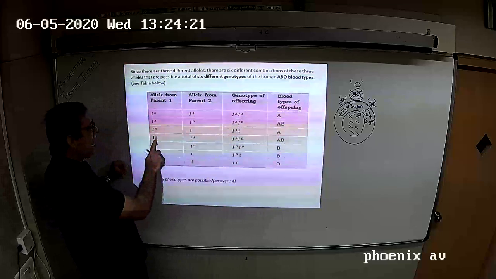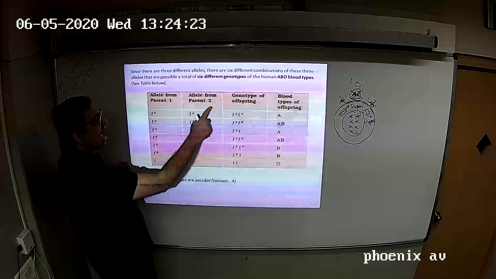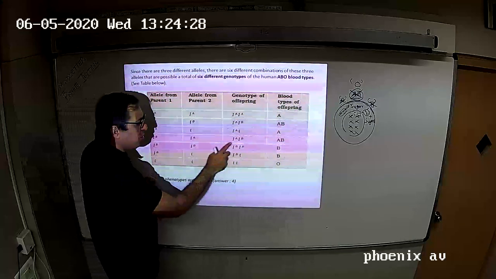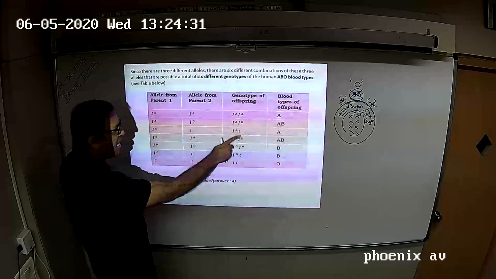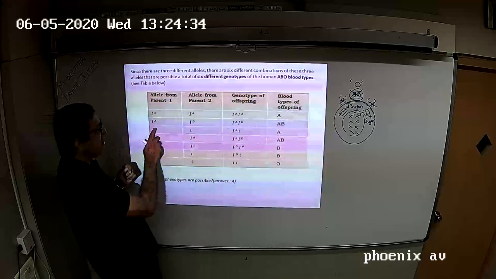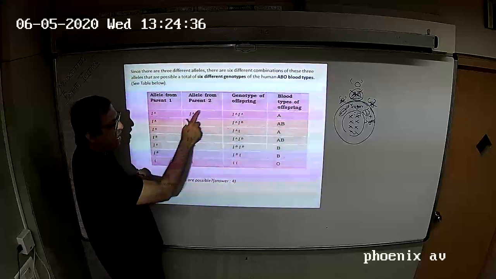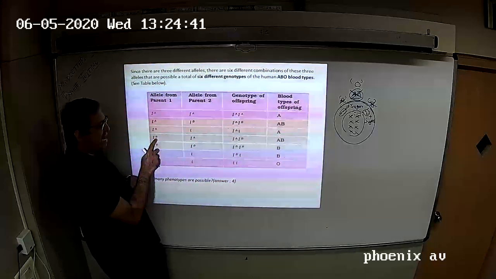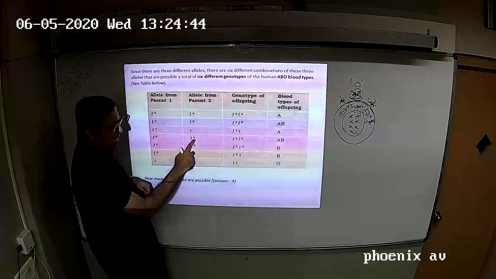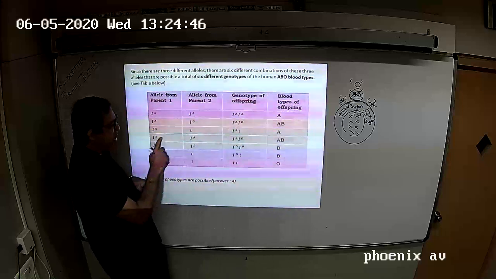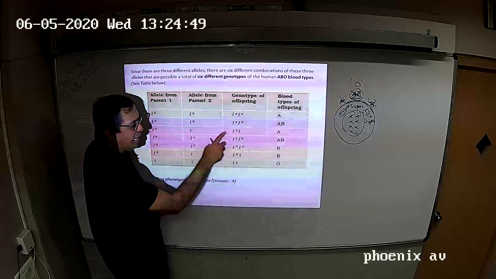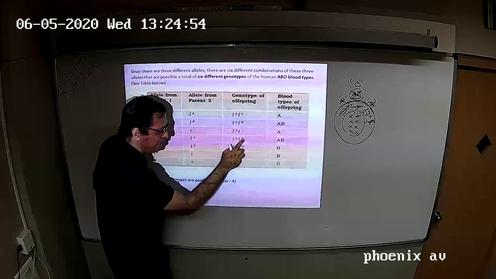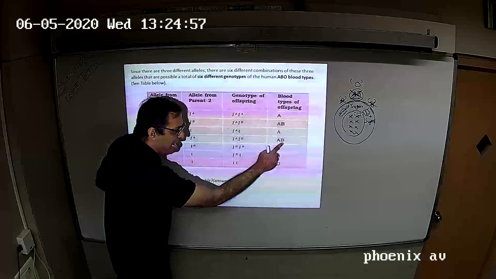If you have I capital B from one parent and I capital A from the other parent, then the genotype will become I capital A, I capital B. Because this is just the reverse. From parent 1 you got I capital A, from parent 2 you got I capital B, and here you got from parent 1 I capital B, from parent 2 I capital A. Whether it is AB or BA, eventually the genotype of the offspring is I capital A, I capital B, and the blood group will become AB.